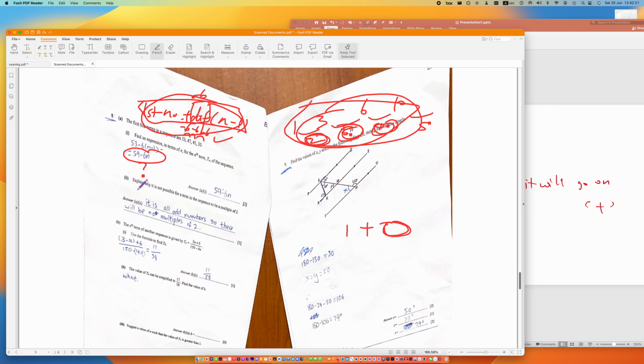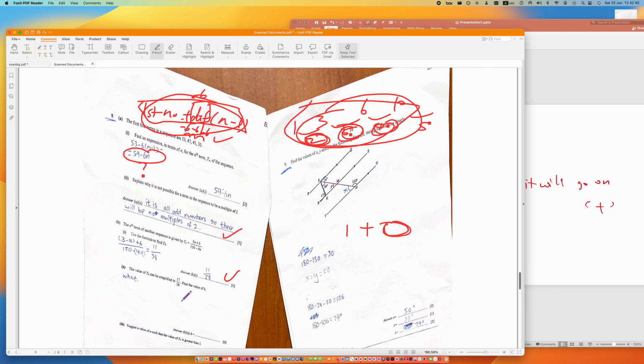Okay. So explain why it's not possible for a term in the sequence to be a multiple of 2. It's all odd numbers, so there will be no. Okay, good. Then for the below one, this one you put the 9 in, okay.